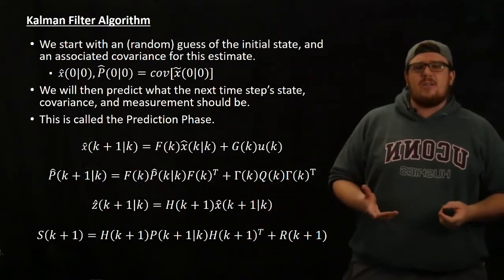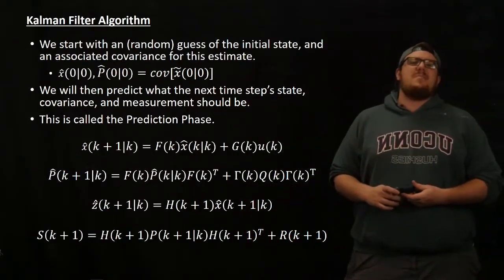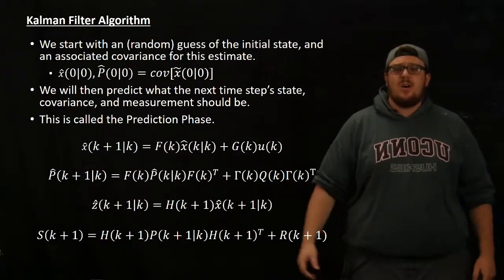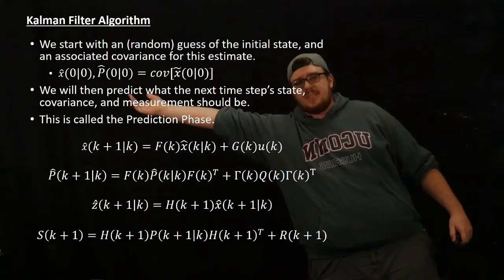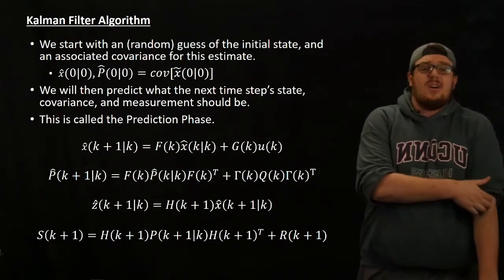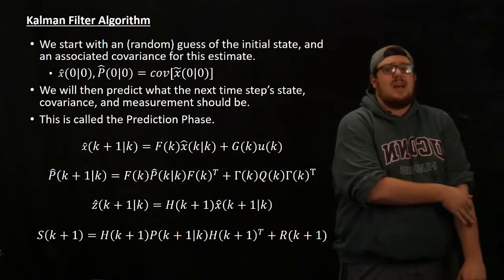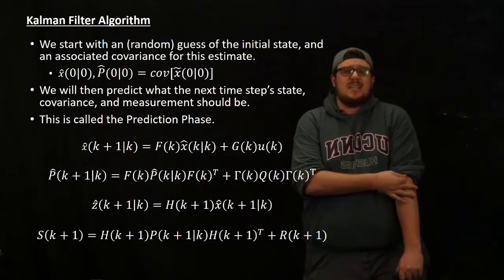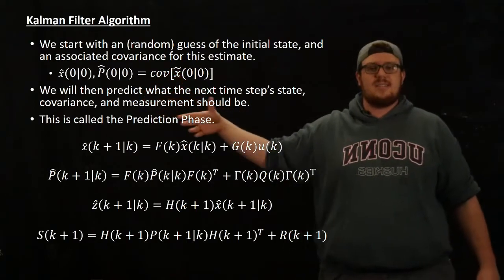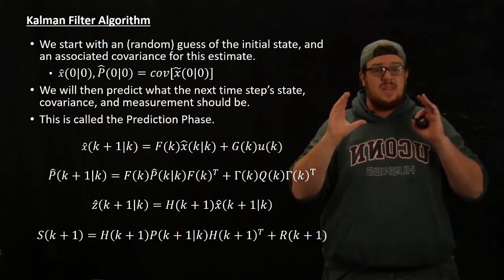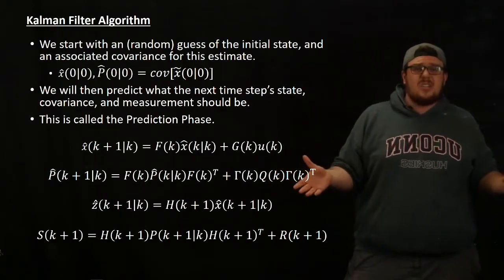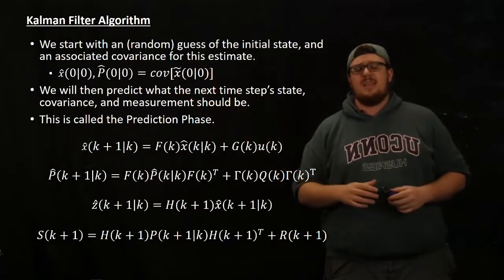So here is the algorithm. The algorithm says that we start with a random guess of the initial state and an associated covariance for the estimate. Basically, we have a guess at time 0, which is x hat at 0 given 0. And we have a covariance for this estimate at 0 given 0, which is basically the covariance of the error. X tilde means error. X tilde is defined as the estimate minus the truth. So that is just a straight calculation. You would have to calculate this.